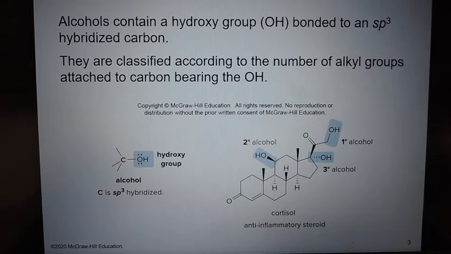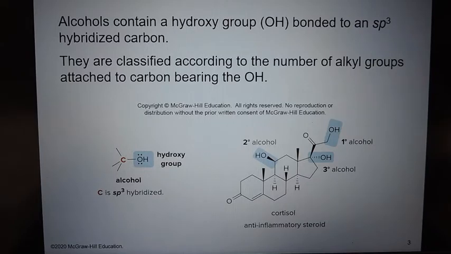So if we know that this carbon atom represented a methane before the hydroxy group was attached to it, it would be called a methanol, and we'll learn about naming that soon. And that is one of the simplest alcohols that we can find.